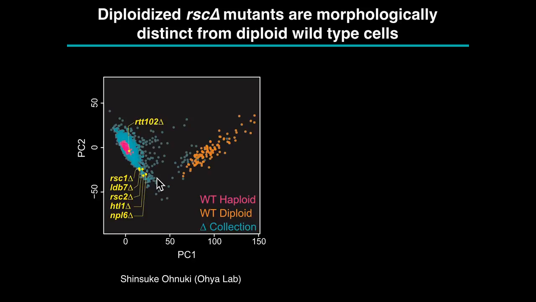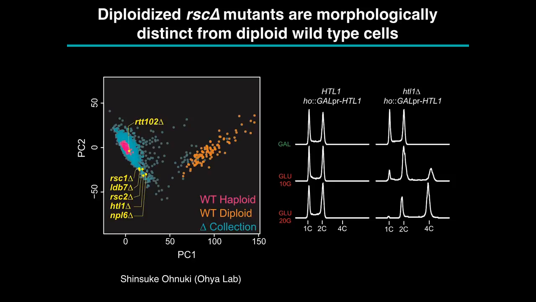But this analysis pointed us to chromosome segregation, and so we wanted to learn how the RSC complex was facilitating proper segregation. To do this, we focused in on the HTL1 allele. I'll remind you that the HTL1 deletion causes the fastest diploidization. And so we made these conditional alleles where we integrated a galactose-inducible HTL1 allele at HO.